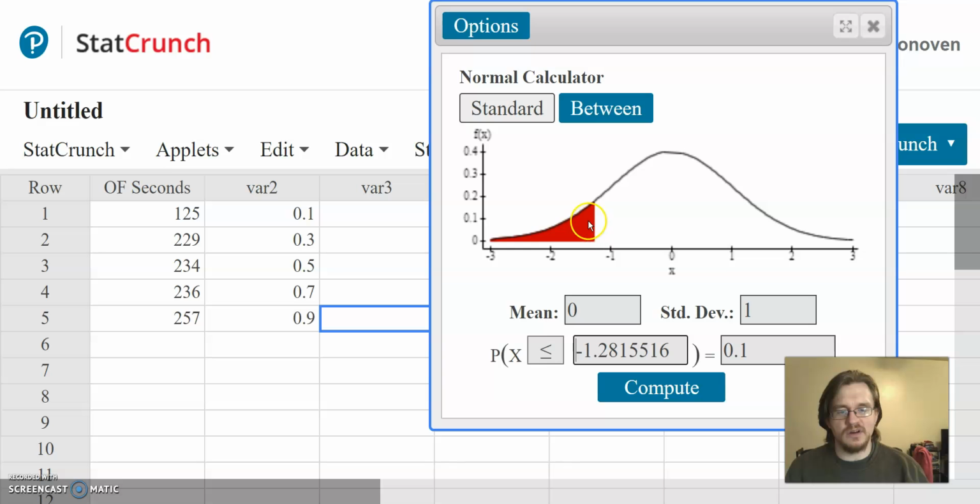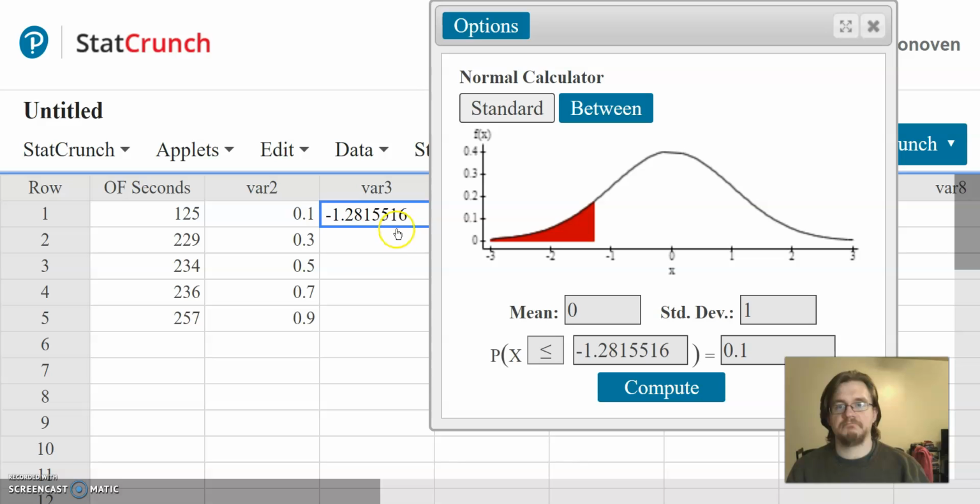This z-score, the area to the left of this, corresponds to 0.1. So the probability of getting a number less than this z-score is going to be 0.1, which is the number that we want. So I'll copy and paste this in here.